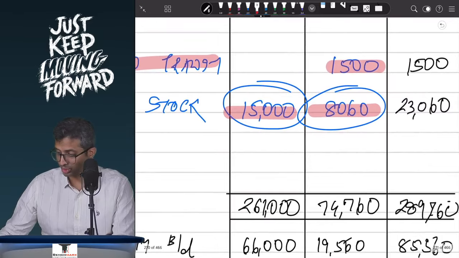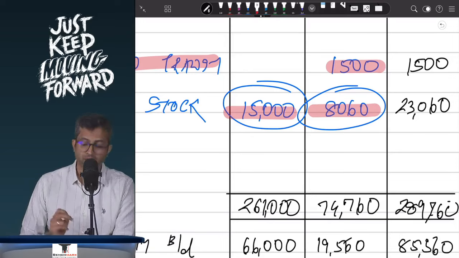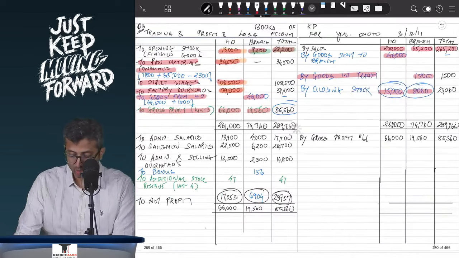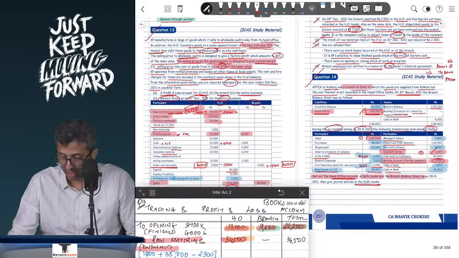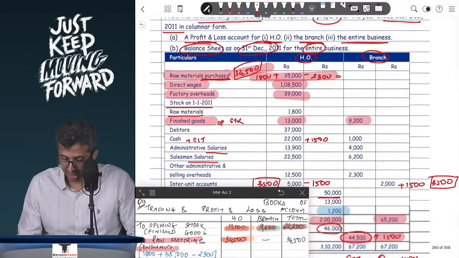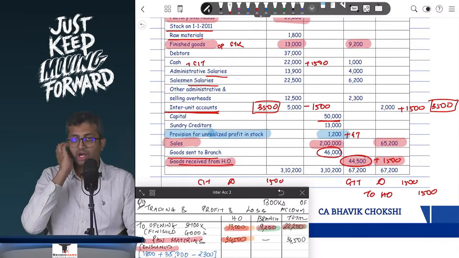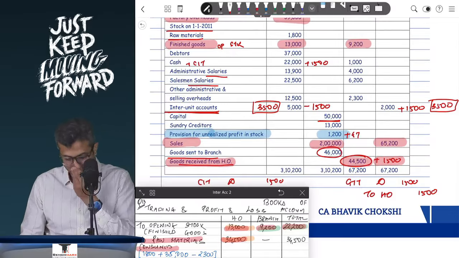So 8060 plus 1500, that is 9560, divided by 115 into 15. I believe this is around 1247. So ideally my stock reserve should be 1247. But do I already have some stock reserve in my balance sheet? Well, yes. If I go to see in my balance sheet, the stock reserve is appearing at 1200. So I'll have to add another 47. Another 47 on my stock reserve. This is in the HO's books.